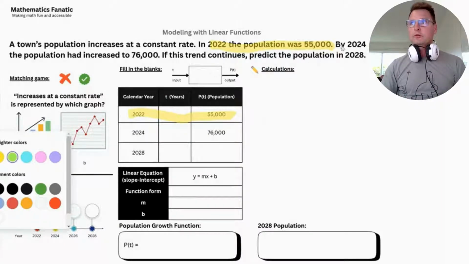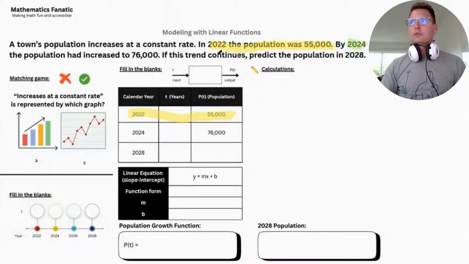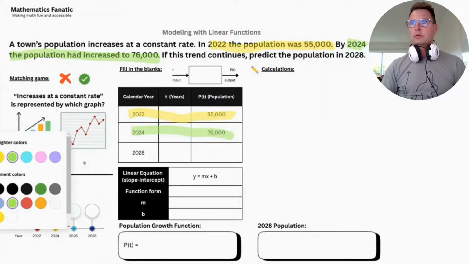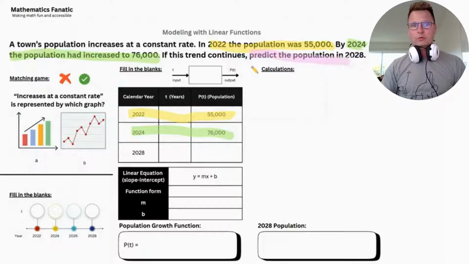So who can find the second given? That's right. We have in 2024, population increased to 76,000. Okay. And our unknown, predict the population in 2028. So we'll soon use this table to guide us through the problem.